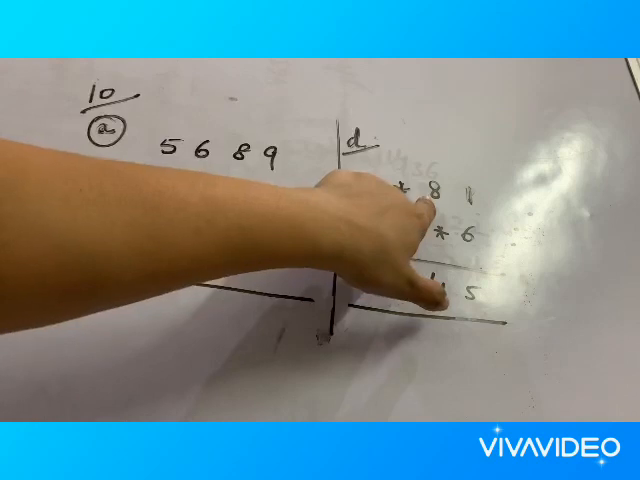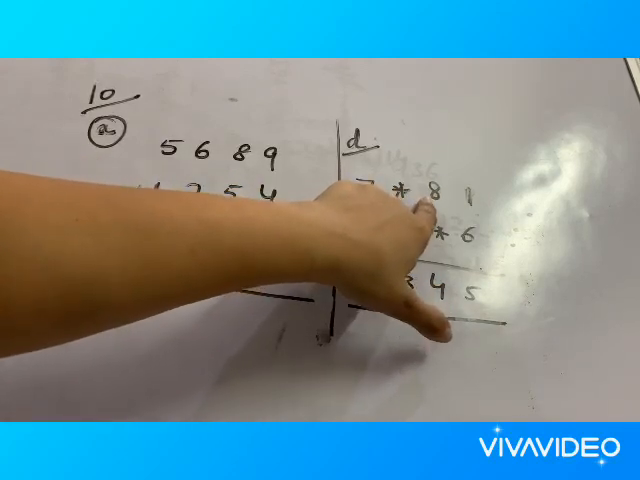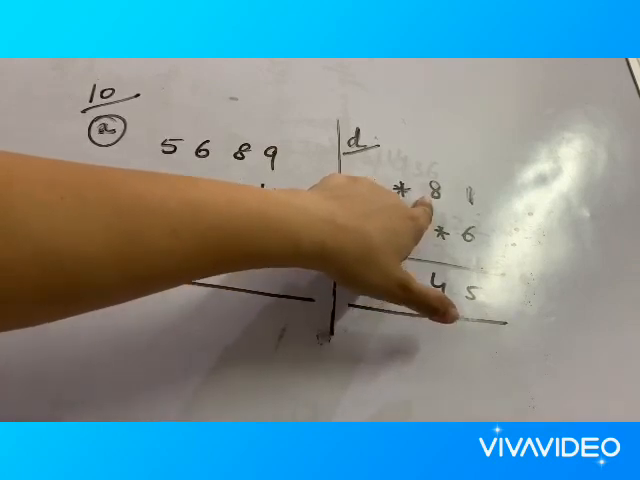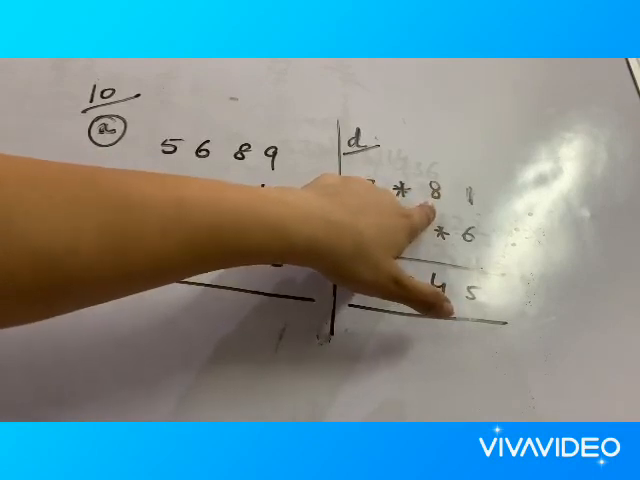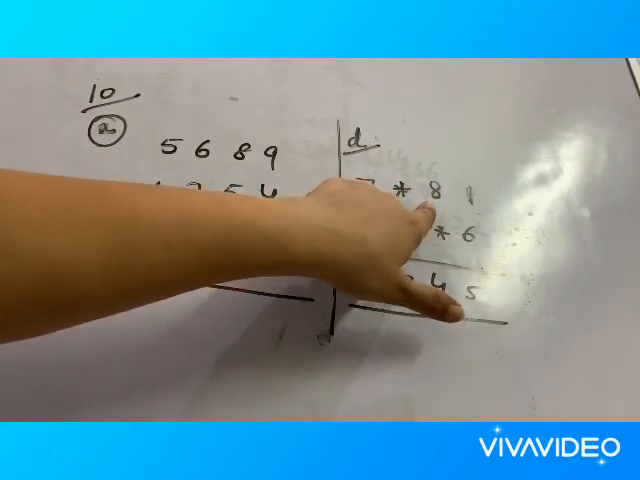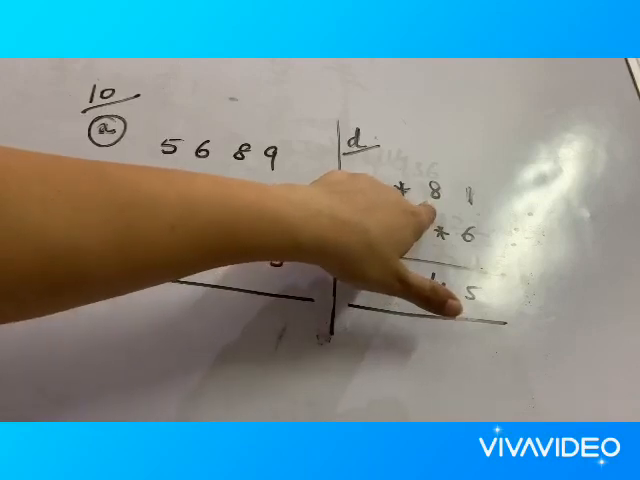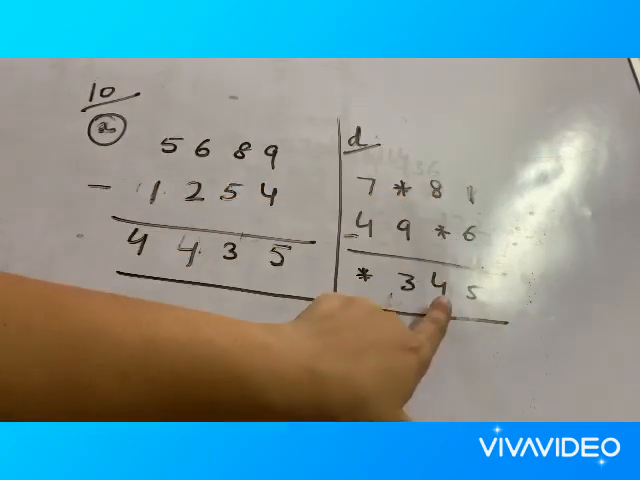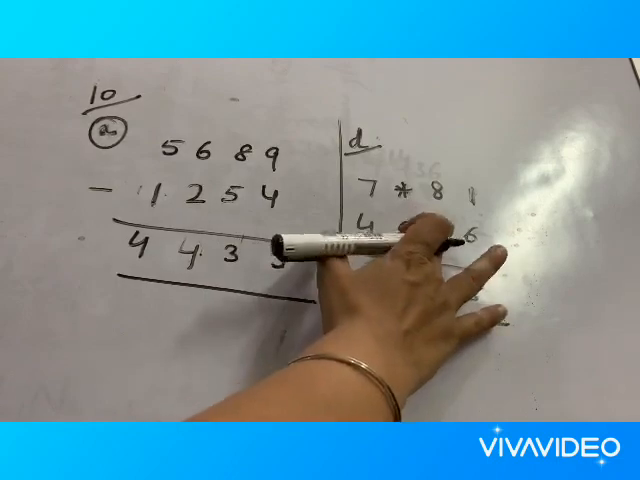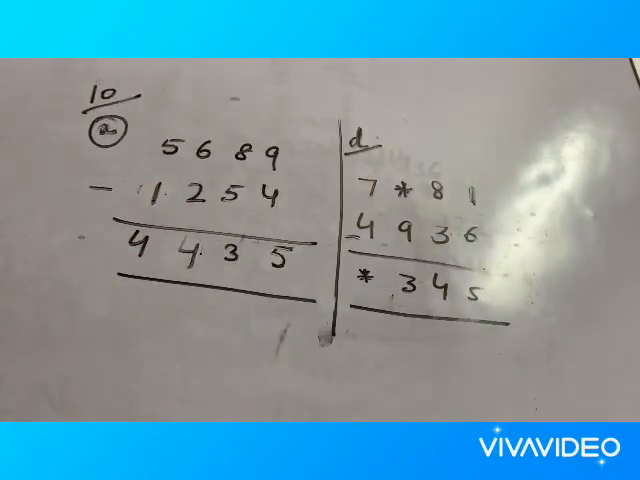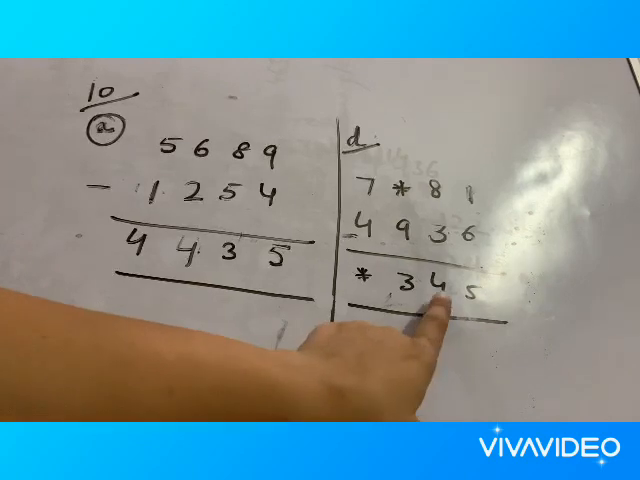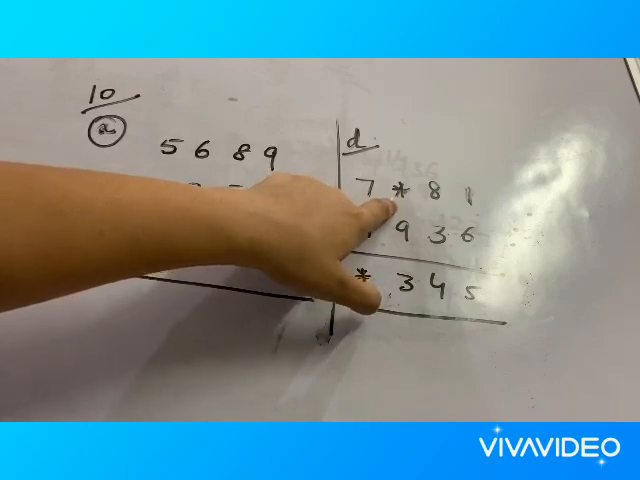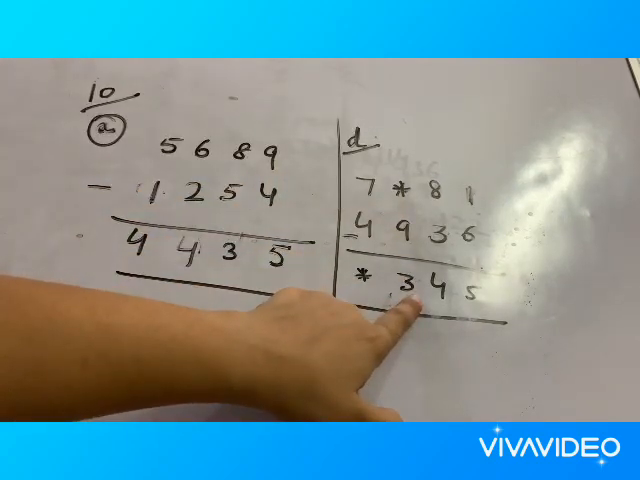So this 8 now will be 7. So 7, what digit will we deduct from 8? Not 8, 7. Mind this thing, it's not 8 now, it is 7. So 7 minus what? So the answer will be 4. 7 minus 3, so the answer will be 4. So now what digit will come here at the place of this star? So the answer will be 3.